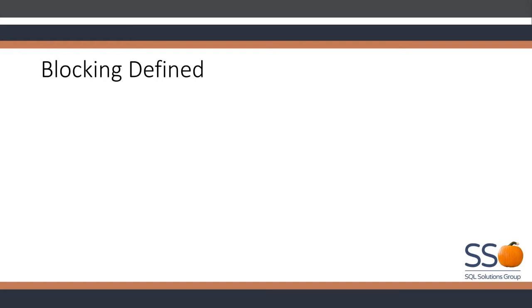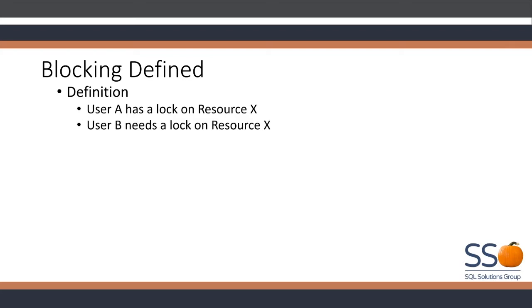Okay, so we've talked about locks. The next topic is blocking. And this is one most people who have been around SQL Server very long at all in a busy database environment has experienced, whether you know it or not. Blocking is defined as user A has a lock on a resource. So we're saying user A has a lock on resource X. User B needs a lock on resource X. And the most important part, the locks are incompatible, right?